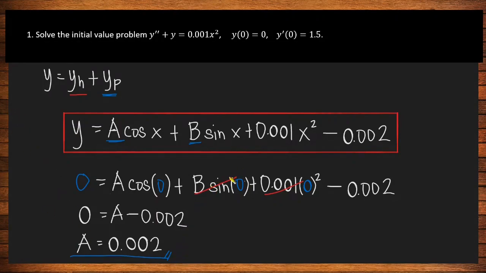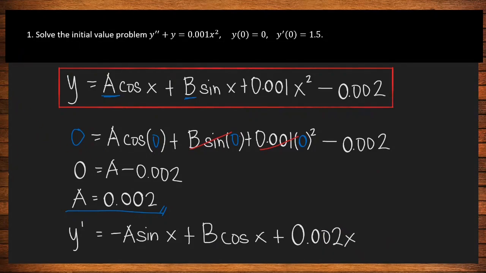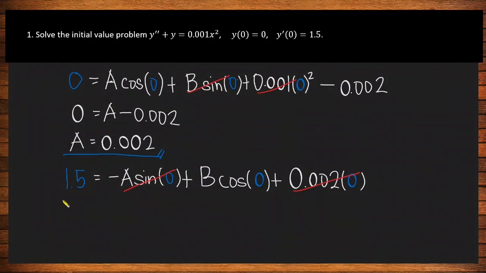And then for our second condition naman, so we need to take the derivative of our general solution first before we can work with this condition. So yung y prime natin, that will be equal to negative a sine of x plus b cosine of x plus 0.002x. So again, we will simply substitute the given condition here. So y prime natin, that will be equal to 1.5, and then yung x naman, that will be equal to 0. So after we simplify this, we will obtain the value of our second constant b equal to 1.5.